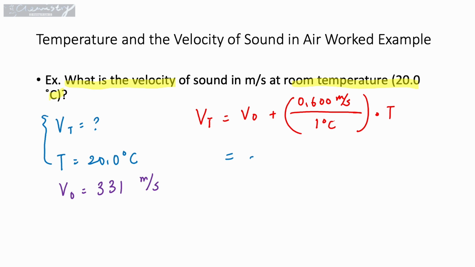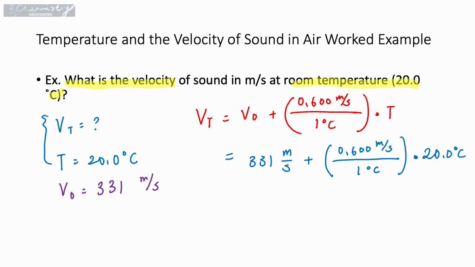So it's going to be 331 meters per second plus 0.600 meters per second over 1 degree Celsius multiplied by the temperature, which is 20.0 degrees Celsius. Remember the order of operations: we need to do the multiplication first. So the next thing, we're going to keep 331 meters per second.